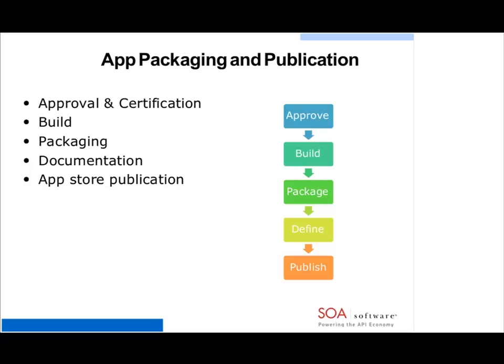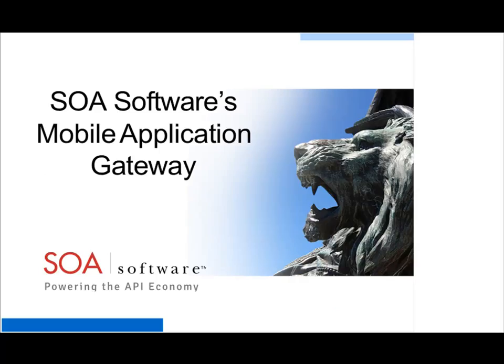There's a process of building an application, of packaging that application, providing the documentation, and lastly, publishing it into an app store. And these are just examples of the kinds of life cycles that you might need to consider when you are launching an API program, especially past your first API or the first version of your API.